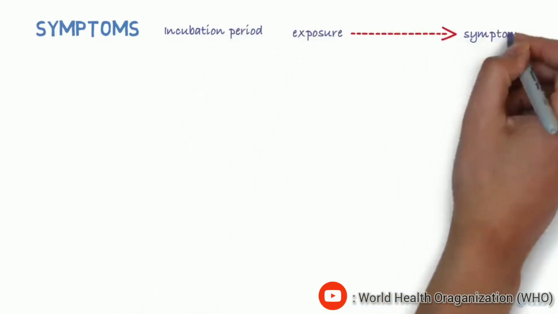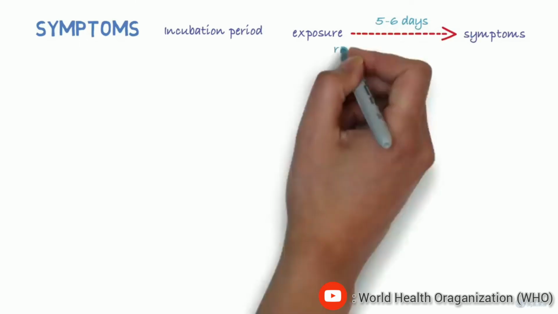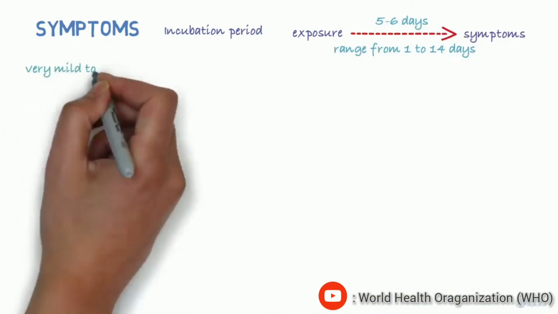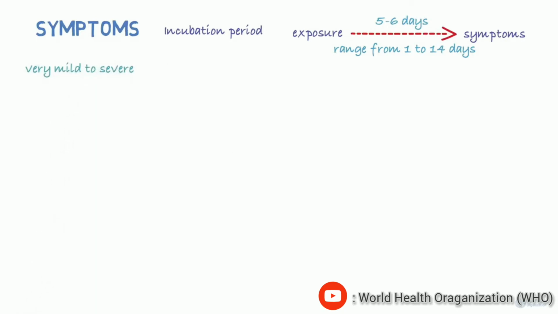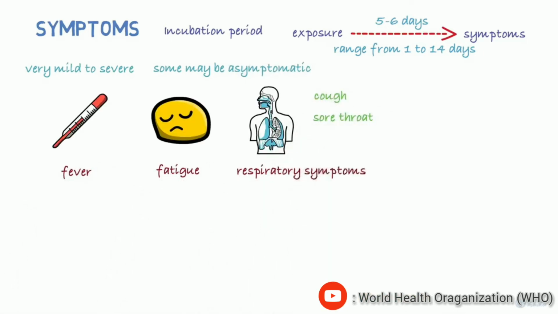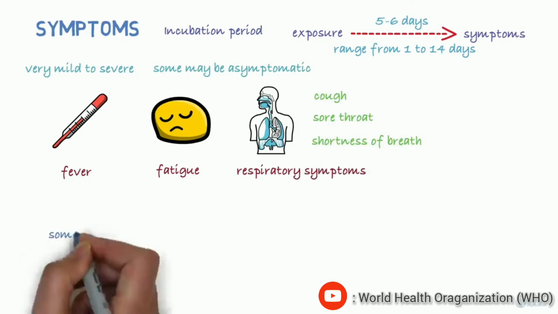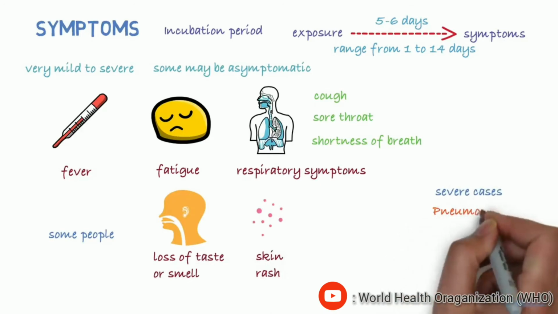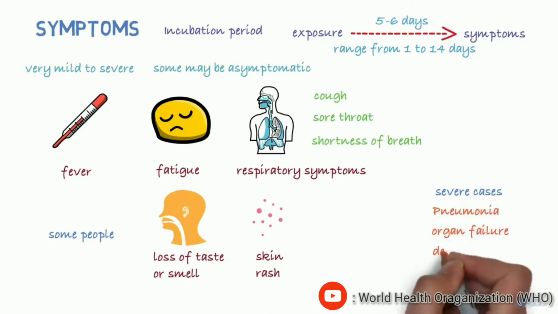The incubation period, which is the time taken from exposure to the virus and development of symptoms, is on average 5 to 6 days, but can range from 1 to 14 days. There can be a range of symptoms, from very mild to severe. Some people may not develop symptoms. Common symptoms include fever, fatigue, and respiratory symptoms such as cough, sore throat, and shortness of breath. Some people reported loss of their sense of taste or smell, and some may develop a skin rash. In more severe cases, there could be pneumonia, organ failure, and sometimes death.